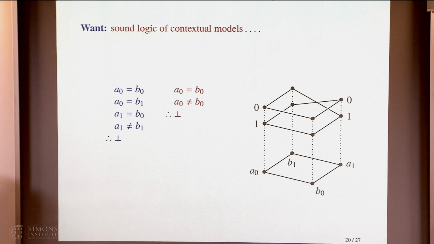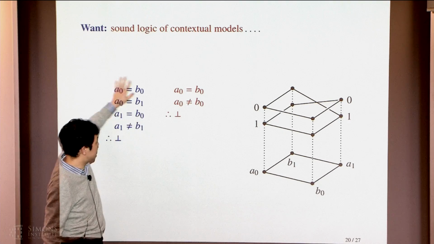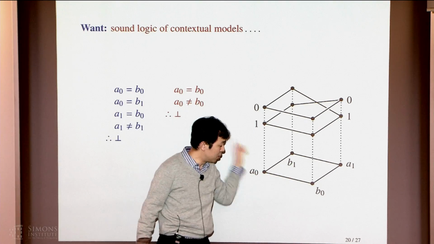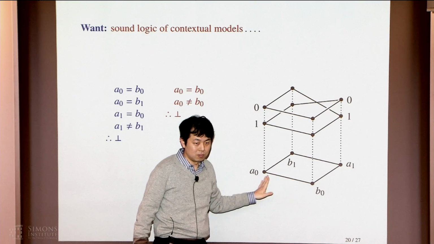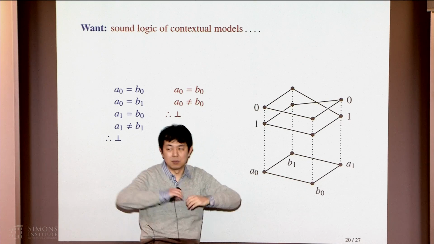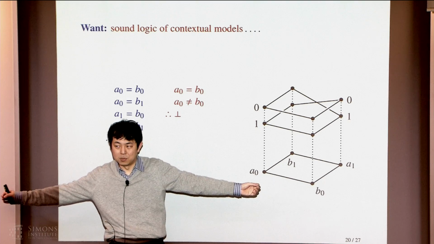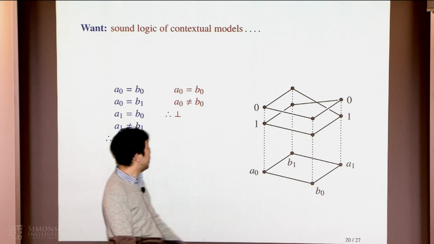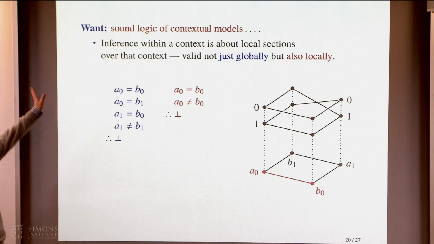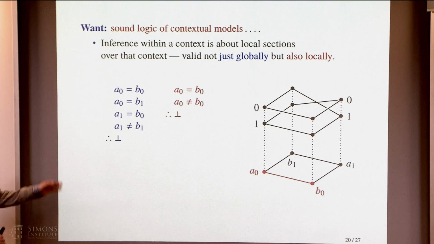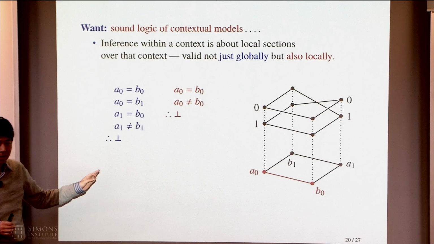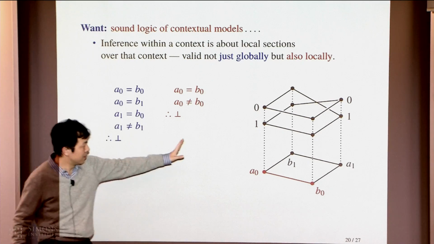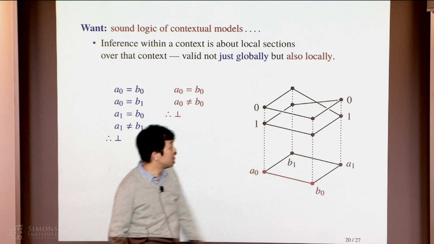So the point is that the sound logic of contextual models can be based on the fact that if those sentences are only talking about formulas that only talk about contexts rather than the global set of all the variables, then you can still talk about valid logic of them. So this is the upshot: inference within a context is about local sections, therefore they are valid, not just globally, but also locally, because they are valid about those sections.